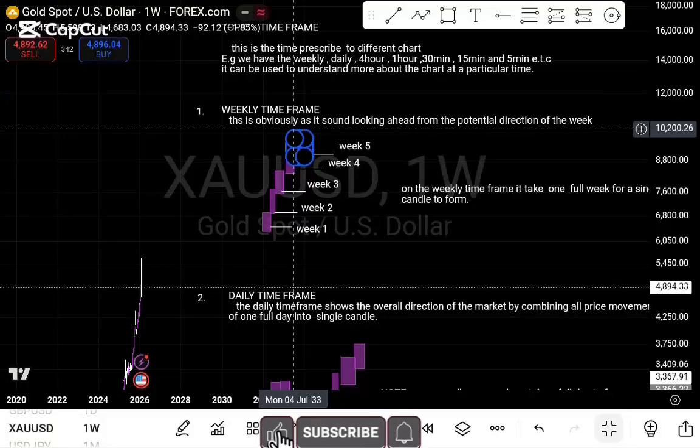Mistaking the time frame is the reason why 99% of traders still lose money in the industry, because they jump into trades without knowing the market's direction. So today I'll be showing you how to use time frame the right way.